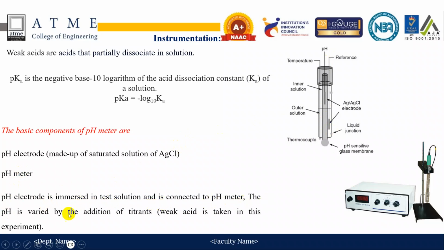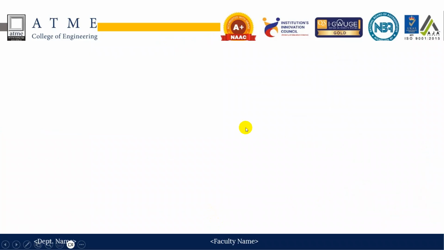The pH is varied by the addition of titrant. In case we take a weak acid, then we have to titrate this with a strong or weak base, so that we are going to see the change in the pH. Here in this experiment, we are going to titrate a weak acid with a strong base.